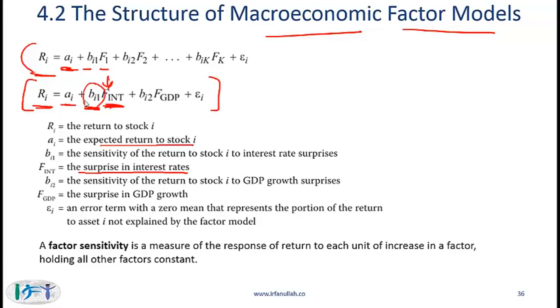And then this beta is the sensitivity of a certain stock to the interest rate surprise. Is it conceivable that some stocks will be more sensitive to interest rate surprises than others? The answer is yes. That sensitivity is captured here in the b. The b is a factor sensitivity. It is a measure of the response of return to each unit of increase in a factor, holding all other factors constant. And then we are saying here that the return also depends on surprises in GDP growth. And then there is an error term.